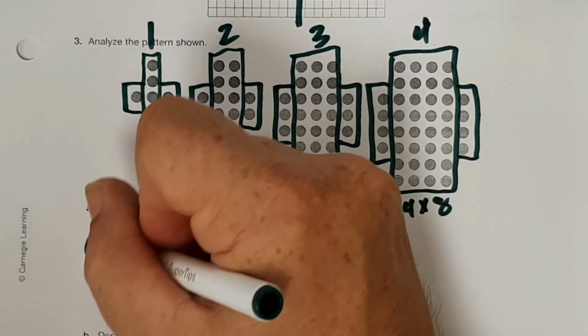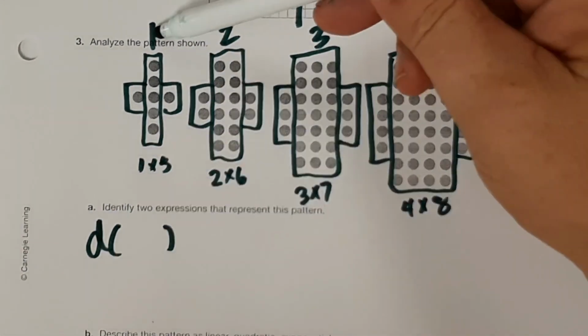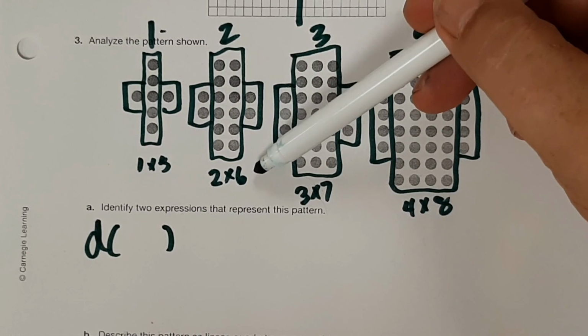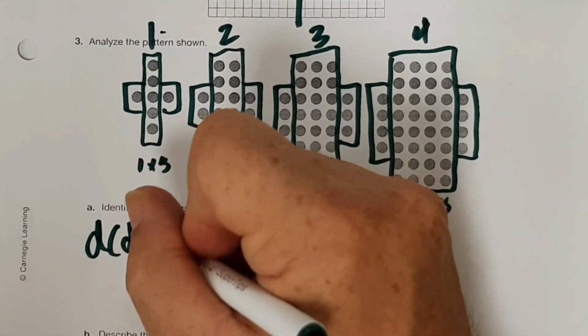So I know that I got a D here, and now I want to multiply, but whatever this is growing by. Well, from 1 to 5 is 4, and 2 to 6 is 4. There's this pattern, 3 and 7, and 4 and 8. So I'm going to add 4.